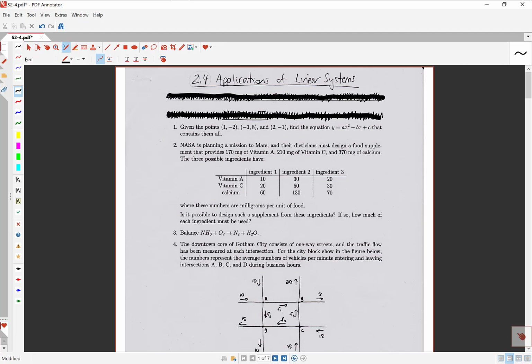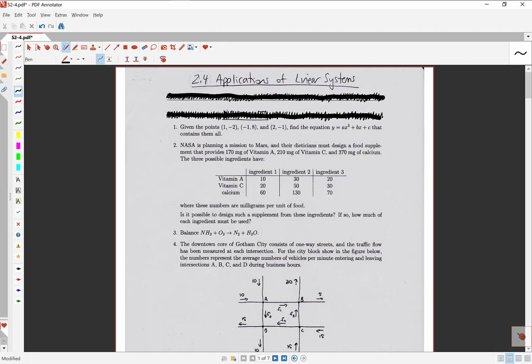So let's take a look at the second question here. NASA is planning a Mars mission, and their dietitians must design a food supplement that provides enough vitamin A, vitamin C, and calcium. Everything here is measured in milligrams. And there are 3 possible ingredients. We'll just call them ingredient 1, 2, 3. So they each have differing amounts of the vitamins A, C, and calcium. The question is, is it possible to design a supplement from these ingredients? If so, how much of each ingredient must be used?